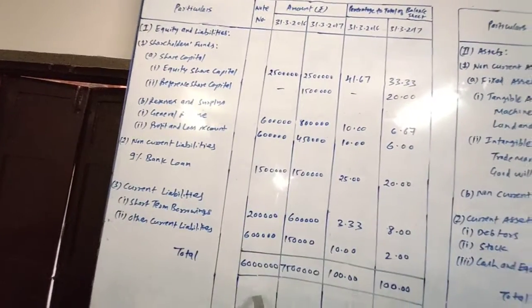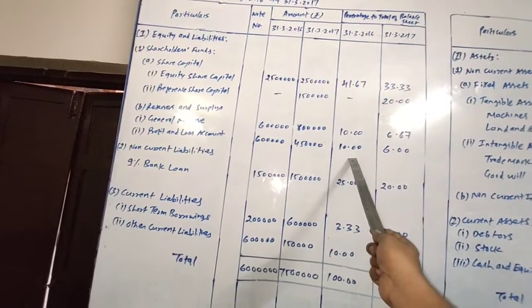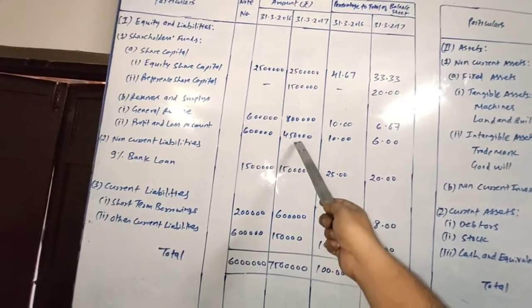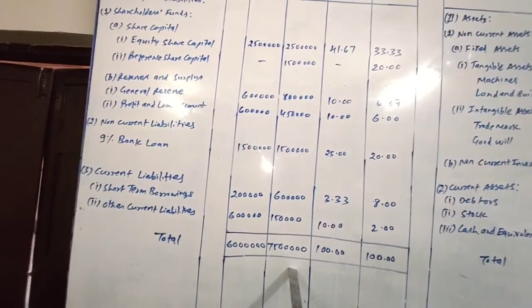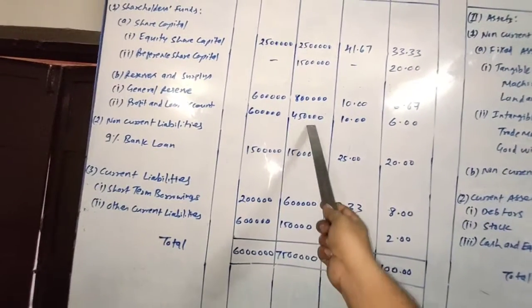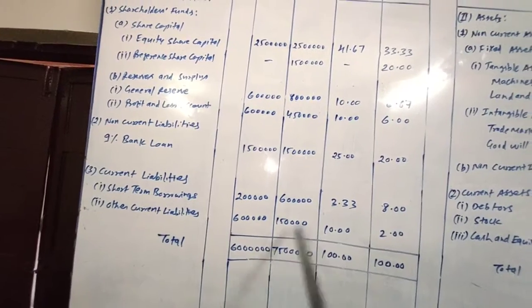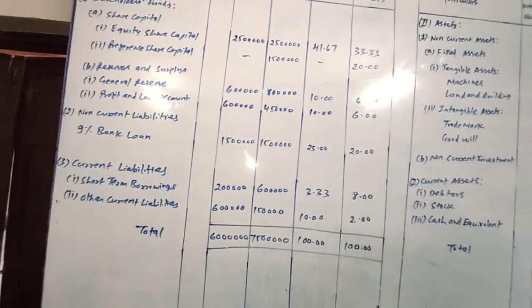So 6 lakh upon 60 lakh into 100 will give us 10%. And in the year 2017, 4 lakh 50,000 out of total 75 lakh. So 4 lakh 50,000 divided by 75 lakh into 100 will give us 6%.